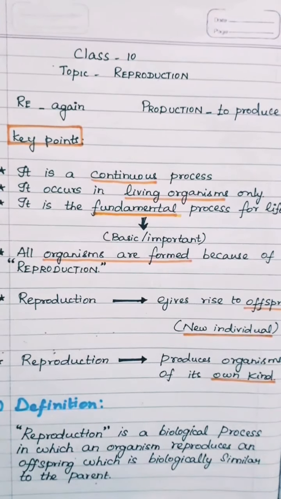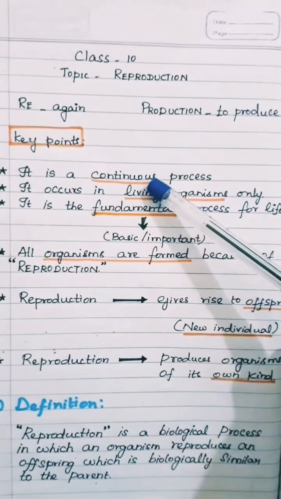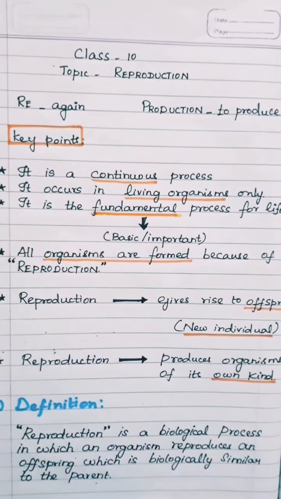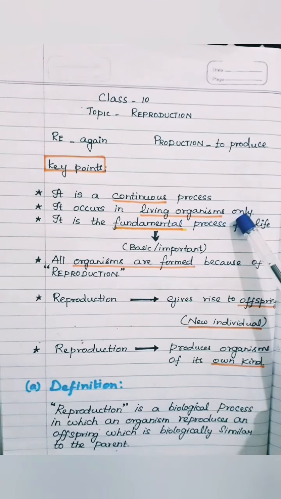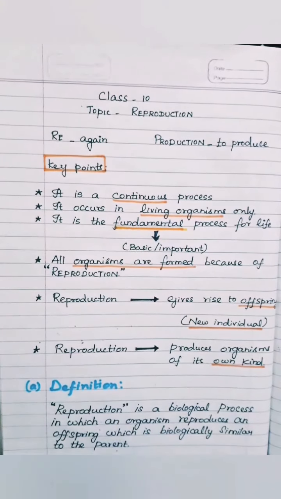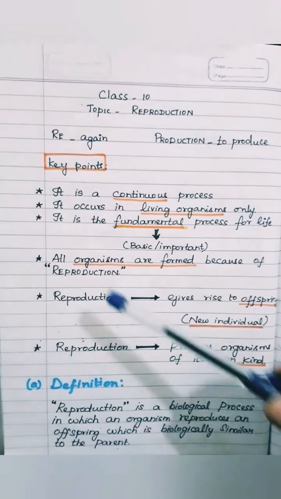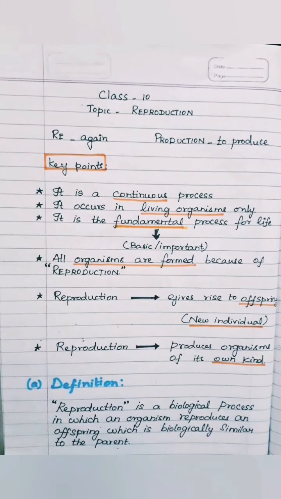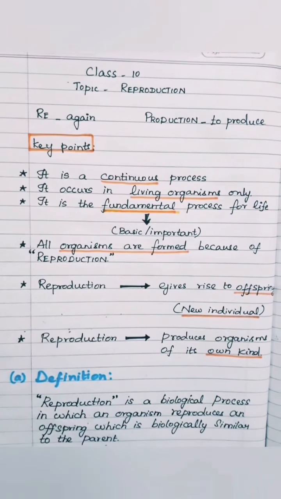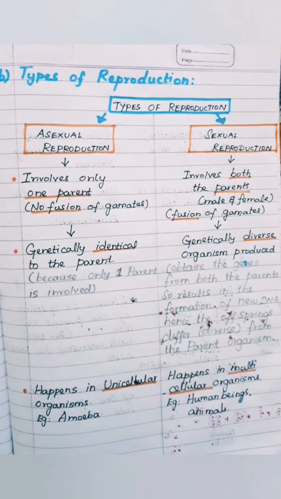Now, getting into the key points of reproduction, it is a continuous process, it occurs continuously. It occurs in living organisms only. It is a fundamental process for life. It is a main process for life. If there is no reproduction, there will be no life. All organisms are formed because of reproduction. So we are all formed because of reproduction. If there is no reproduction, there will be no generation of young ones and there will be no existence of life.